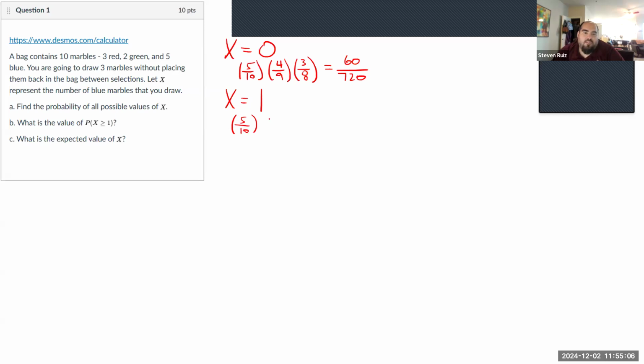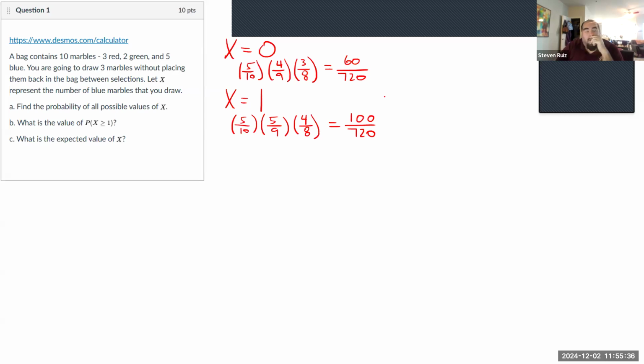Okay, so I drew a blue marble. Now I want to draw a non-blue marble. How many of those are there? There are 5. But how many marbles are left? There are 9 left. Okay, third, I want to draw a non-blue marble again, but there are 8 left. So again, I think my denominator is going to be 720. 5 times 5 is 25 times 4 is 100.